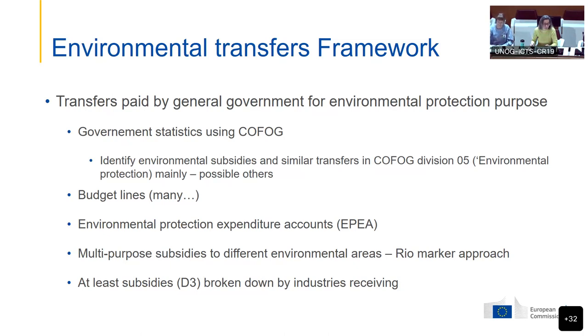So you have to analyze many budget lines. I've seen recently Germany had to analyze like 12,000 budget lines to identify which transfers and subsidies need to be looked at. You may profit from what you have set up already as a data compilation, a collection for the environmental protection expenditure accounts. So this is something that goes somehow hand in hand with the transfers and subsidies. And here again, you may have this issue of splitting your subsidies into different environmental areas. So you may have data, you may not. And there is this real marker approach to somehow have a rough estimate of how much you should put there.